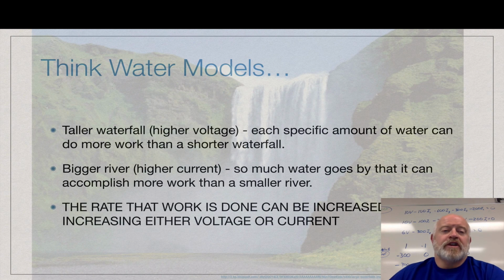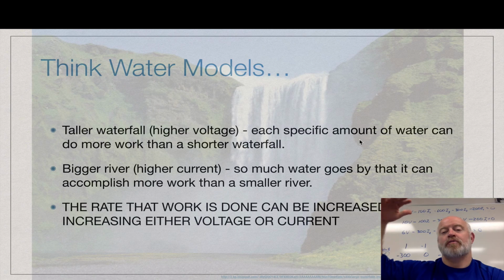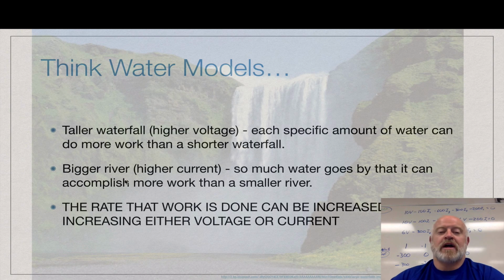Now, thinking about water models again, if we take a look at this idea, we know that the taller the waterfall, the higher the voltage. That means as water falls over that thing, there's more height there, or there's more potential for the energy to transfer into our device that we're running. We've also talked about how the bigger the river, that means the more water that flows past a point in a given amount of time, that's our current.